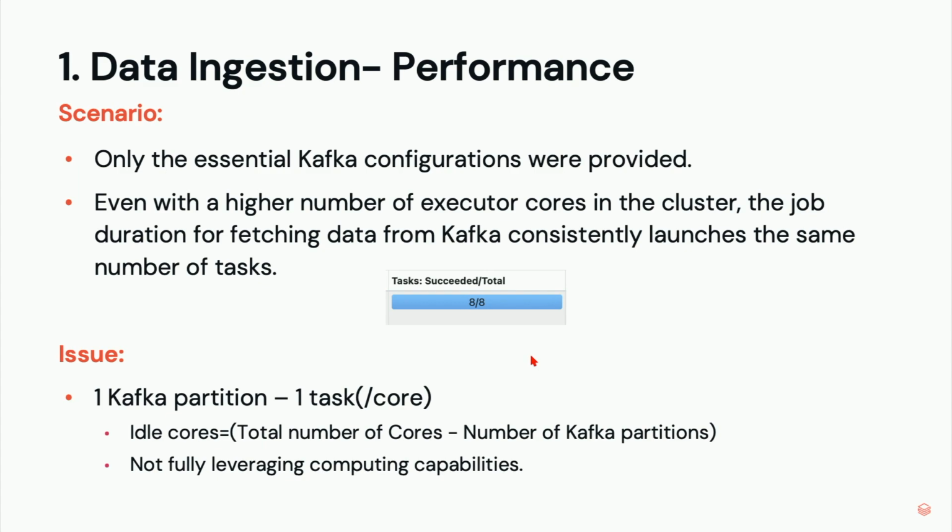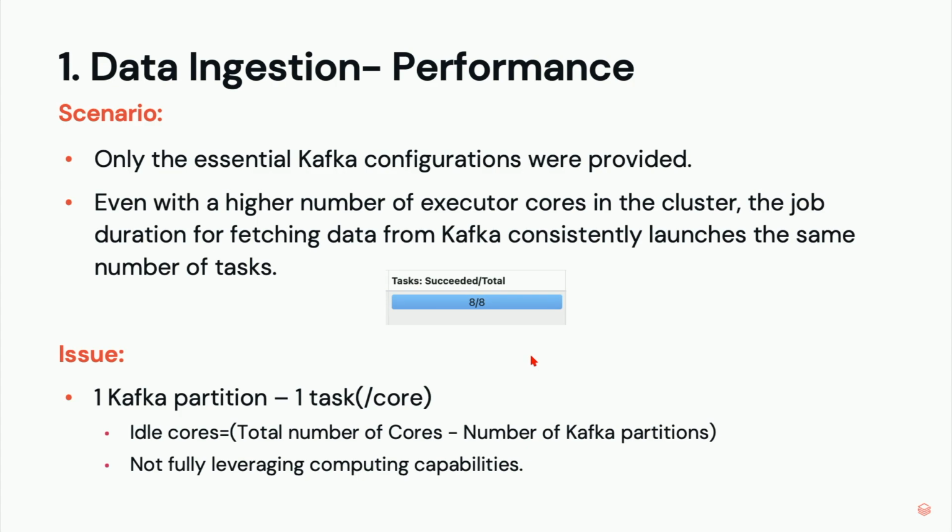Why are the entire cluster resources not fetching the data from Kafka? Why are only a few cores being utilized? The problem here is the default behavior: if there are n Kafka partitions, then Spark will launch only n tasks to fetch the data. For example, even though the overall executor cores are 12, if Kafka partitions are only 3, then as part of that stage it will launch only 3 tasks to fetch the data from Kafka.